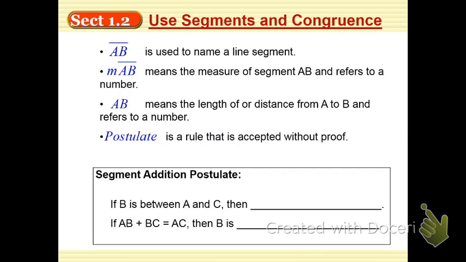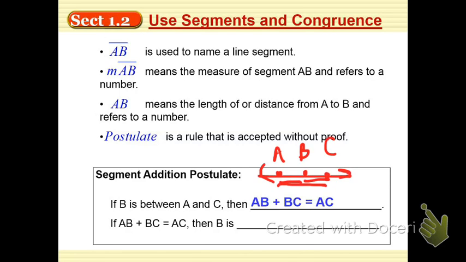Segment addition postulate: if B is between A and C, then AB plus BC equals AC. Let's look at a picture of it. For segment addition, if I had A here, B there, and C there, what this is saying is AB plus BC is the same thing as AC. You can add the two segments to make the longer segment.